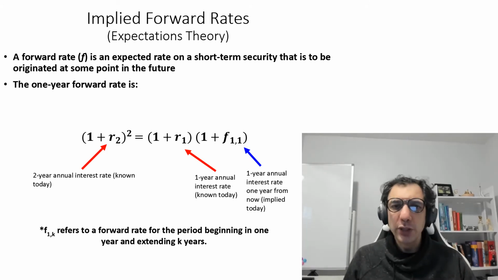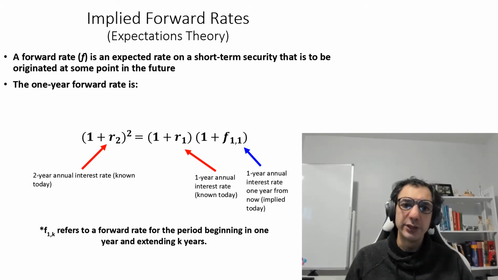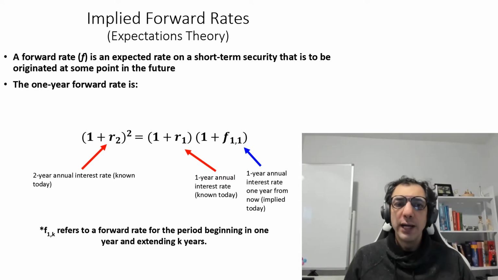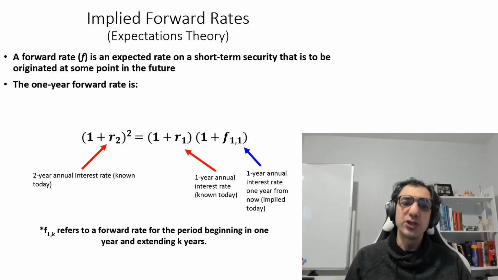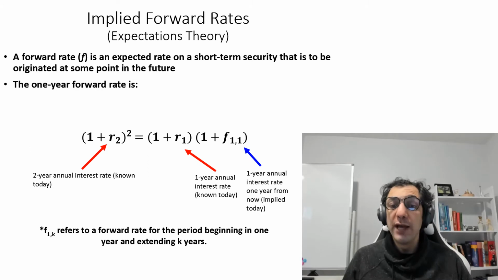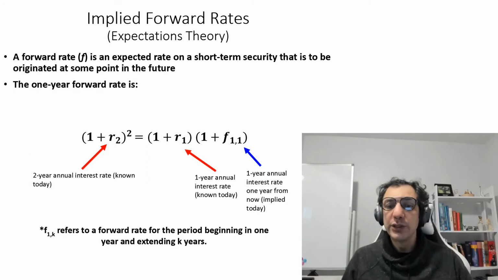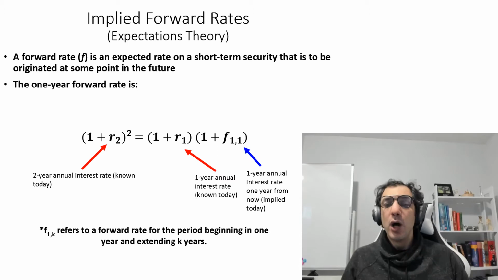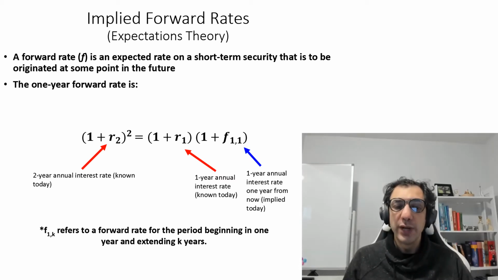We use this formula to calculate the 1 year forward rate. So for example, if you know the interest rate for 2 years, you should be able to calculate the interest rate for 1 year and the forward interest rate for the future. In other words, the 1 year annual interest rate 1 year from now will be based on this forward rate. To explain this notion, I'm going to provide you an example to see how we are going to calculate the forward rate.